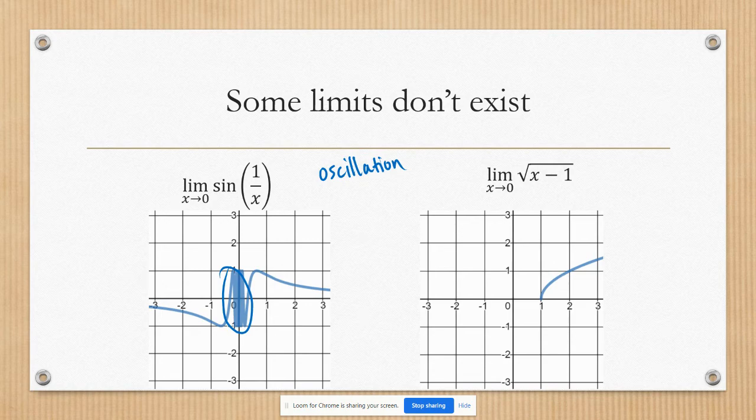The other way for a limit not to exist would be if you're outside of your domain. So for the limit as x approaches zero, if I'm closer and closer to zero, my function doesn't even exist. So if I approach zero from both directions, there is no function there. Because I'm outside of the domain, this limit does not exist.